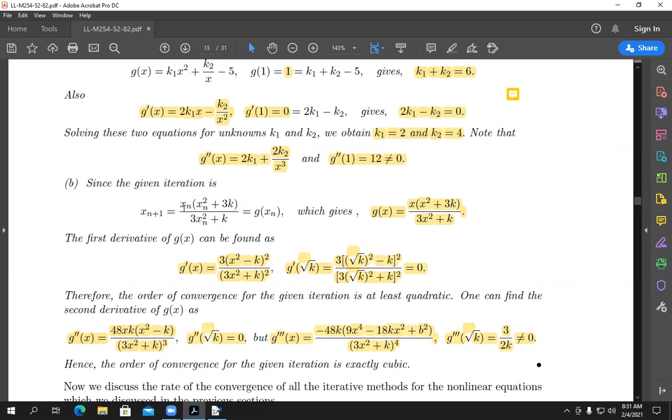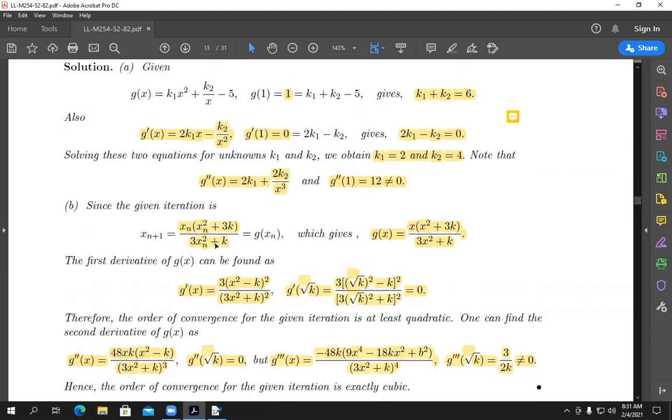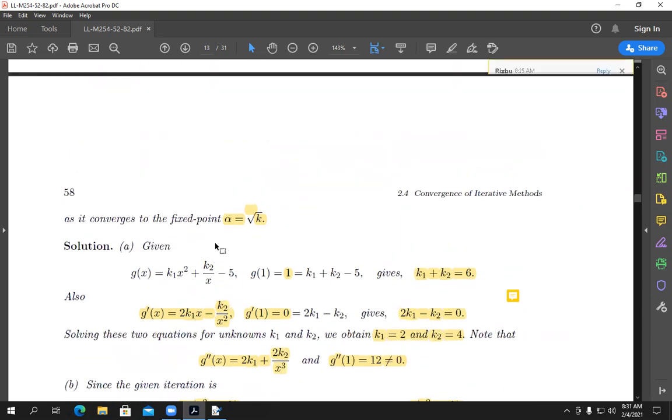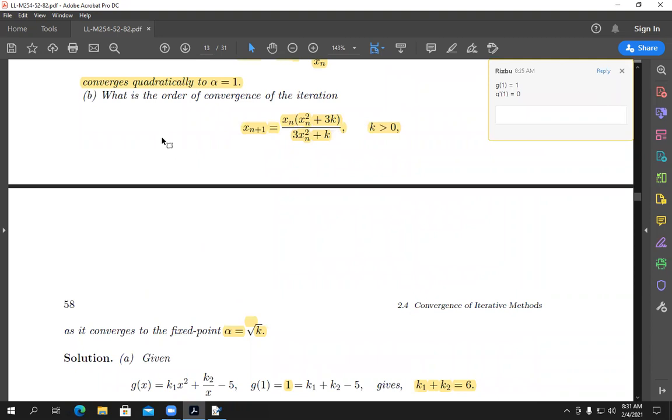Your function, your g, is what? g is in the quotient form, and you have to use the quotient rule 3 times. It's very difficult. So what I did last time when I gave this problem in the exam, I just made it simple. I said, show that the order of convergence of this method to the fixed point alpha equal to k is at least quadratic.